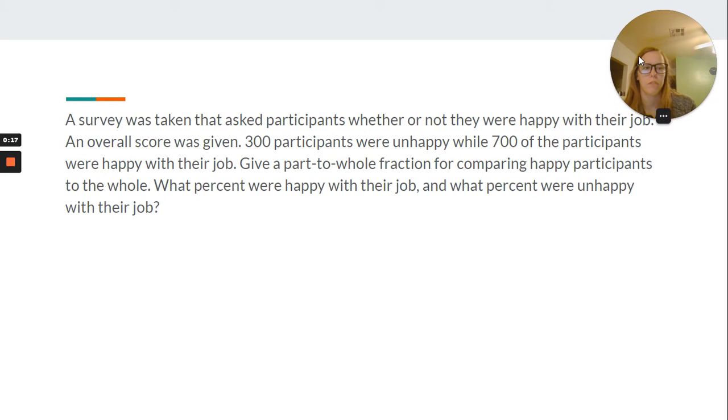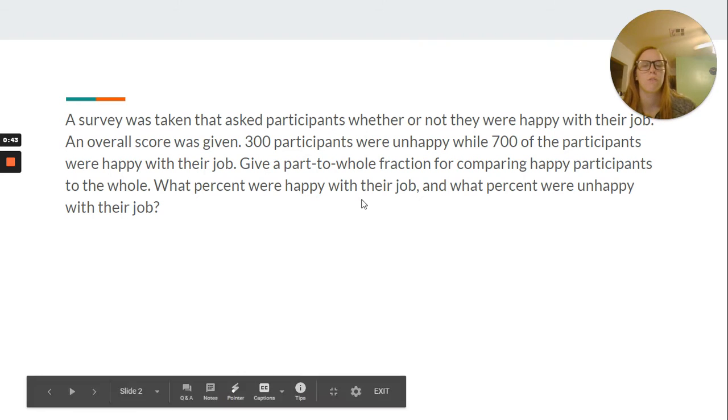So our first example: a survey was taken that asked participants whether or not they were happy with their job. An overall score was given. 300 participants were unhappy, while 700 of the participants were happy with their job. Give a part to whole fraction for comparing happy participants to the whole. What percent were happy with their job and what percent were unhappy with their job?